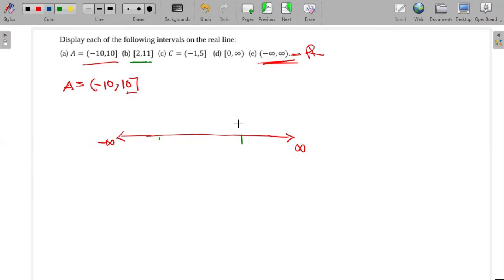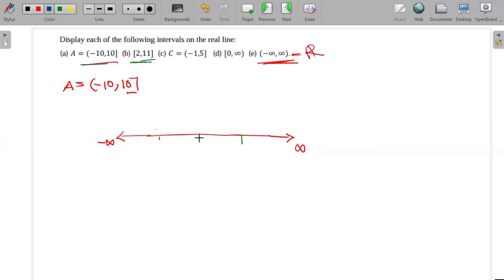Unless they give you a question, as you will see in the next part, where it would be possible to put them on one number line. But like this, part A is a different line, different line, different line. I'm just using one line because I don't want to keep drawing and rubbing out. So we can continue, right? Yes, you can continue.